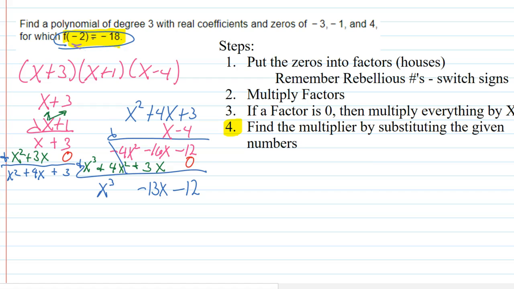But they didn't want it in simplest form. They gave us some extra information. So what we're going to do is simply substitute the f of negative 2, and we should have an answer of negative 18. So we write negative 18 is equal to some multiplier. We don't know. It's an a term. We're going to put an a. Then rewrite your equation with negative 2 being substituted in. Remember to always use parentheses when substituting, and now just simplify.